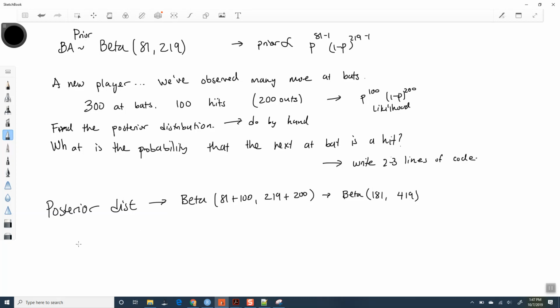Okay, and then the code is basically x is going to be rbeta. Maybe we want 100,000 of these, 10 to the 5, or 10 to the 6. R will generate 1 million rbeta values very quickly. And we say 181, 419, and then what's our h of p? Our h of p is just p, right? What's the probability that the next at-bat is a hit? It's just h of p, which is p. So now we just say mean of h of p, which is just going to be x.